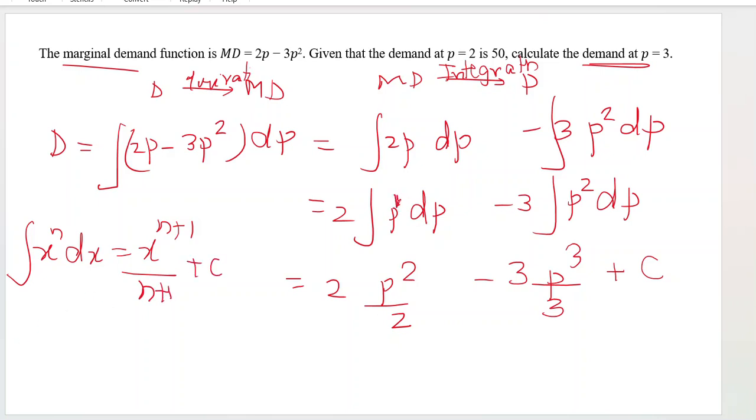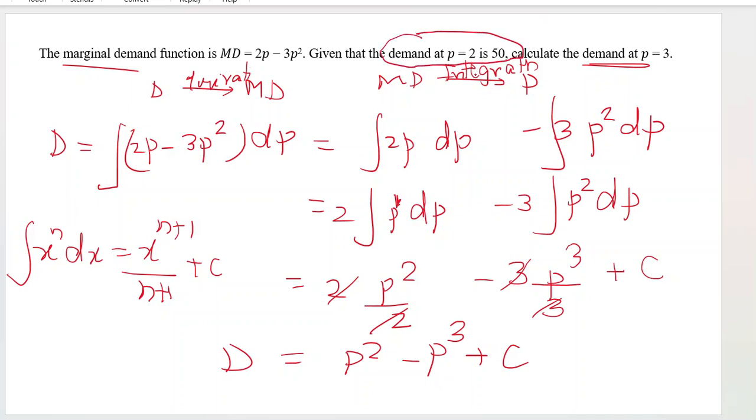This was p power 1. So p power 1, 1 plus 1 became 2. Down there is 2, and 2 is on top. So 2 plus 1 became 3. So you cancel, and you're left with p square. Cancel, minus p cube plus c. This is our demand. But we are given that the demand is 2.